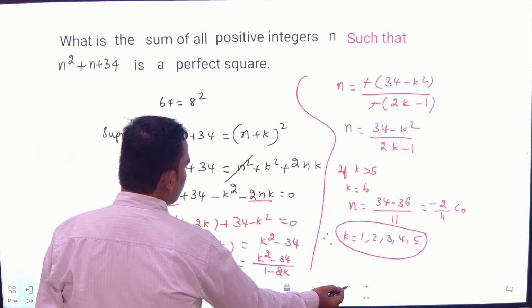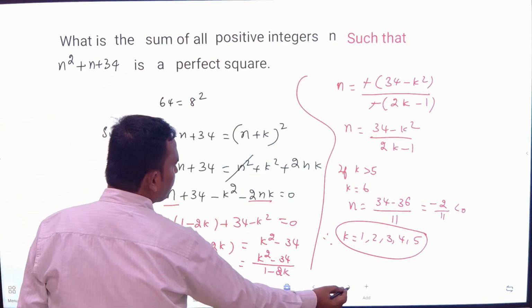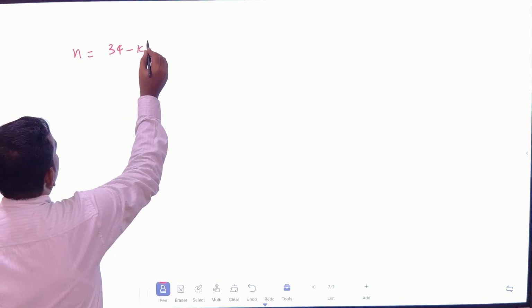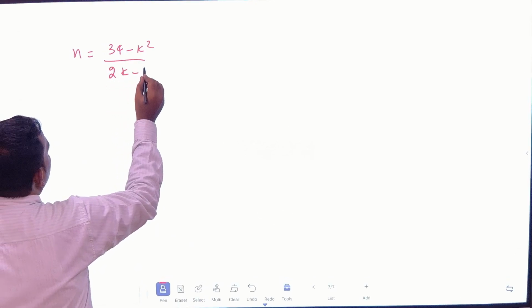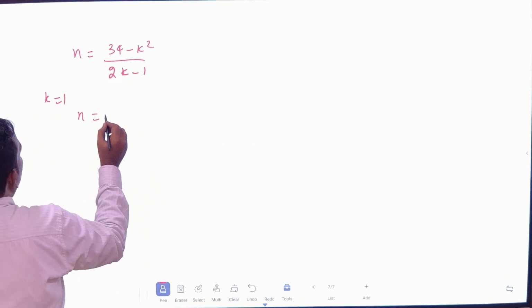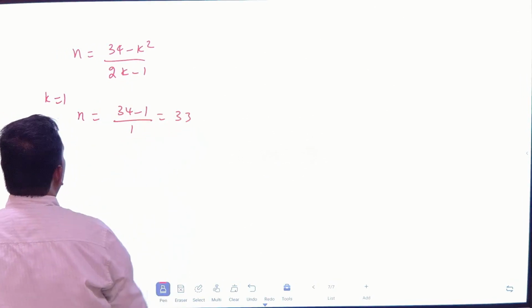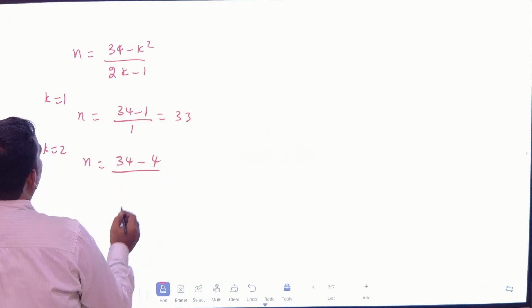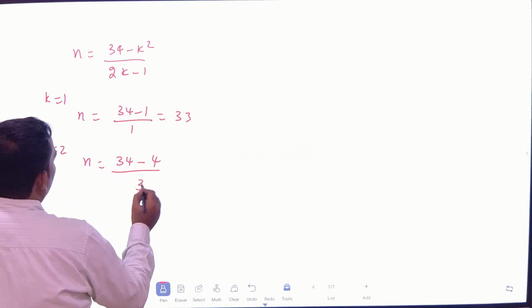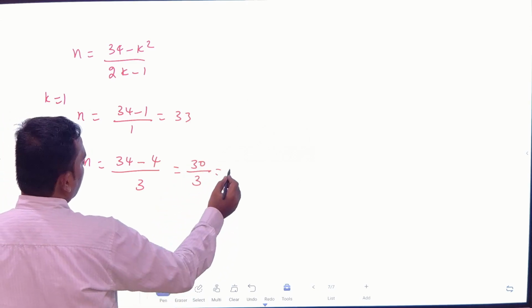What is n? n is equal to 34 minus k square divided by 2k minus 1. Suppose k is equal to 1. What will we get? 34 minus 1 divided by 2 minus 1, which is 1, so that is 33. Let's take k equal to 2. 34 minus 2 square, which is 4, divided by 2 into 2, which is 4, 4 minus 1 is 3. So 34 minus 4 is 30. 30 divided by 3 is 10.